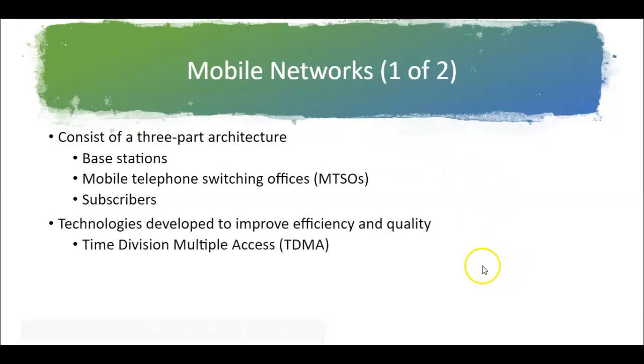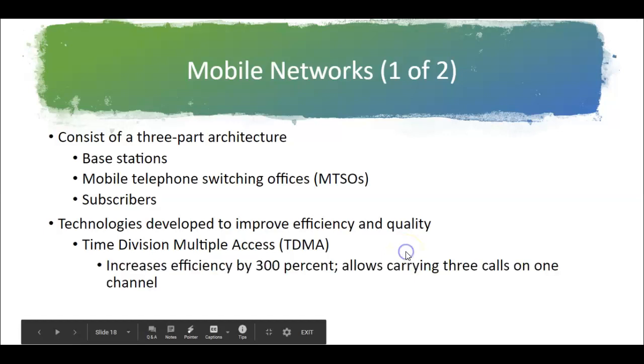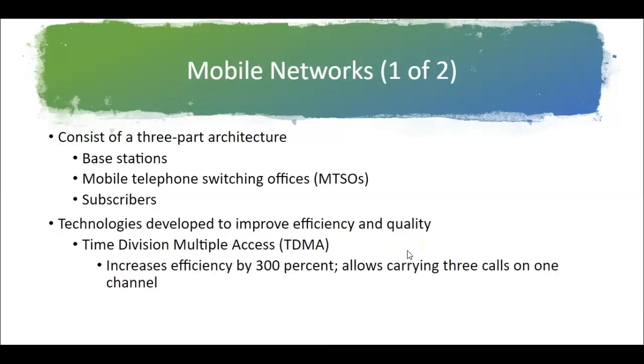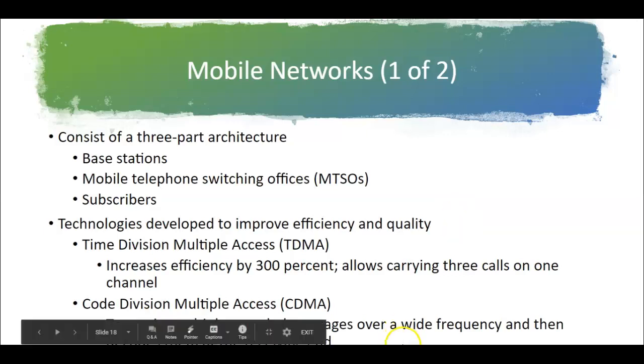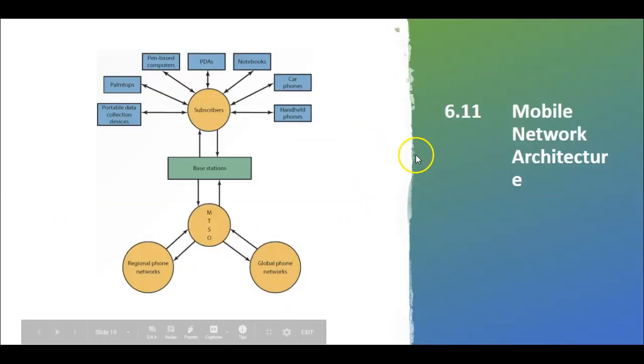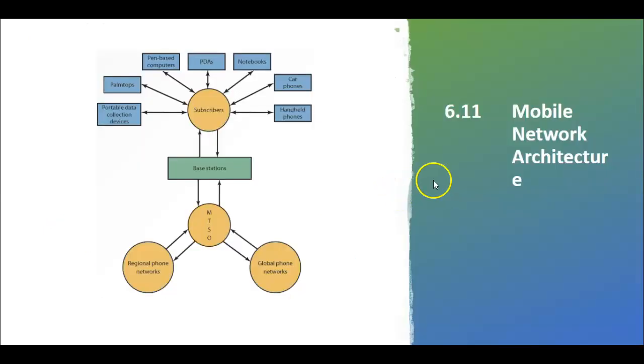You have time division multiple access. That's a technology that improves efficiency and quality. It increases efficiency by 300%. And you have code division multiple access, which transmits multiple encoded messages over a wide frequency. And here is what a mobile network architecture looks like.